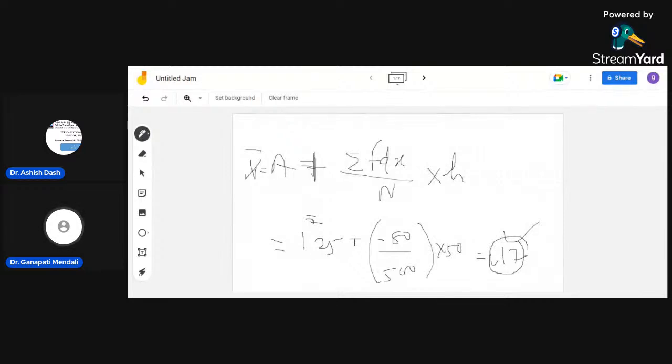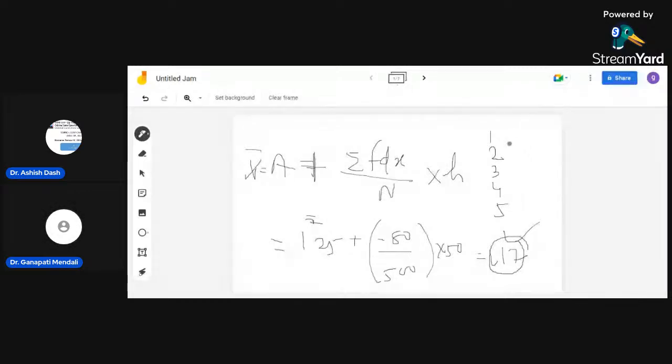And it is least affected by the sampling fluctuations. What do sampling fluctuations mean? Suppose we have some data, 1, 2, 3, 4, 5. If there are some fluctuations in the sampling, and we compare two samples, the mean will be less affected. But there are some demerits.